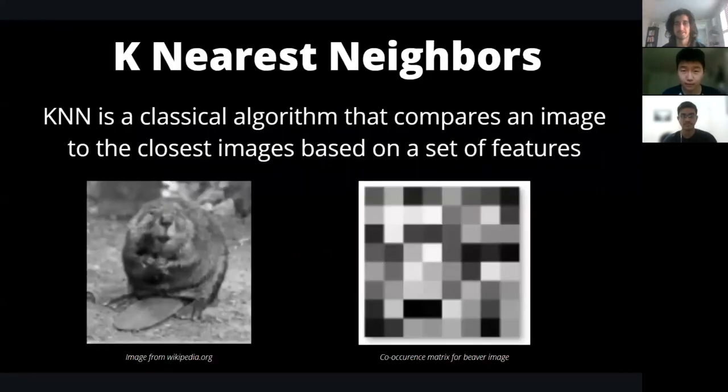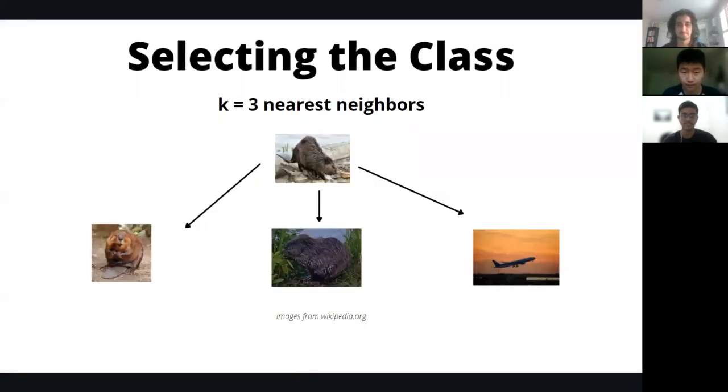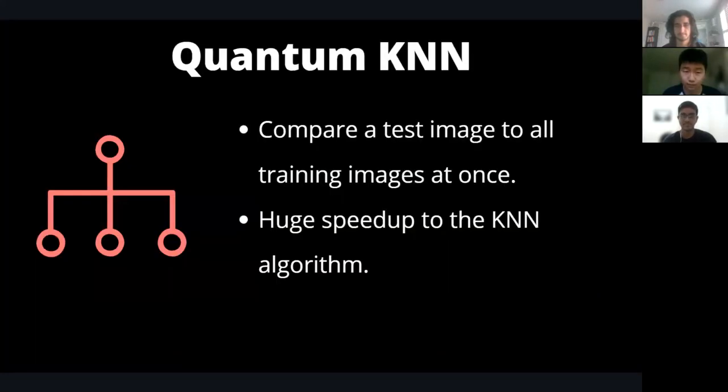The KNearest Neighbors is a classical machine learning algorithm that converts images into features, which are smaller processed representations of the image. Here you can see the feature representation of the grayscale beaver at the left. The training images are the ones that we already know the class of. The test images are the ones that we want to classify. For k equals 3, the image classifier would identify this test image as a beaver.